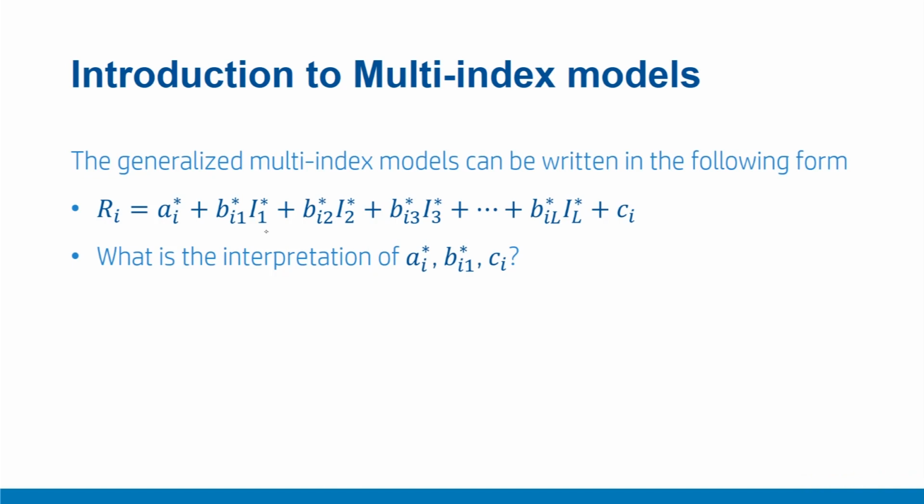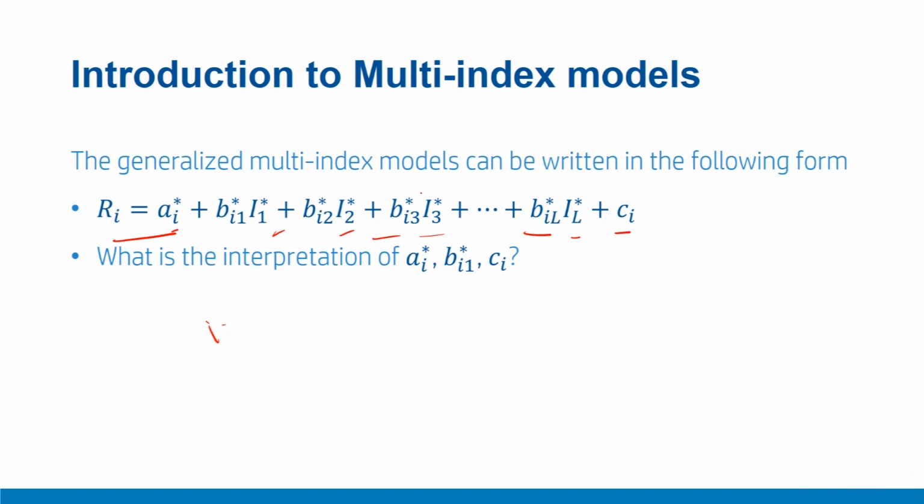The generalized multi-index model can be written in the form of this equation: Ri equals Ai star plus Bi1 star into I1 star plus Bi2 star into I2 star, and so on up till Bil star into Il star, plus Ci. What is the interpretation of these Ai star, Bij star and Ci? In this equation, the return on security i is expressed as a function of indices I1 star, I2 star and so on up till Il star.